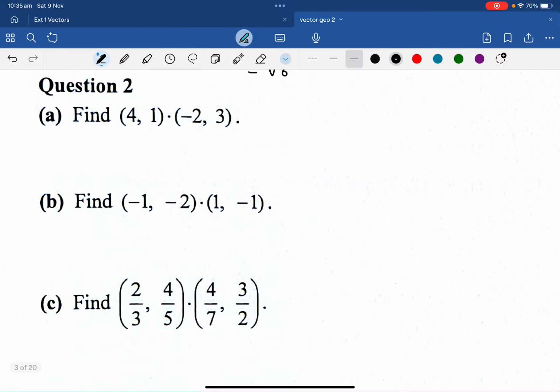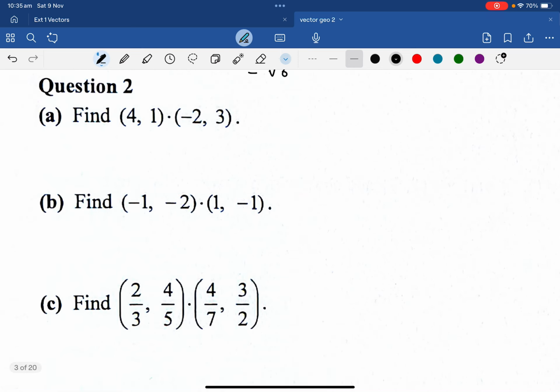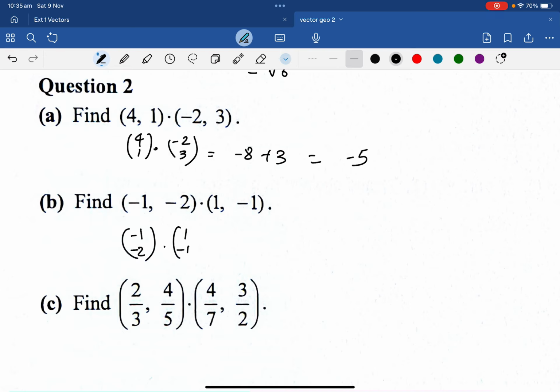Yes. Good. So the next one is asking for the same dot products. So let's go ahead and do it. For 1, dot product with minus 2, 3. That's just equal to minus 8 plus 3. So now you can just move on to doing it all in one step because it's really not that hard. Minus 1, minus 2 dotted with 1, minus 1. So remember, minus 1 plus this is 2, which is just equal to 1.